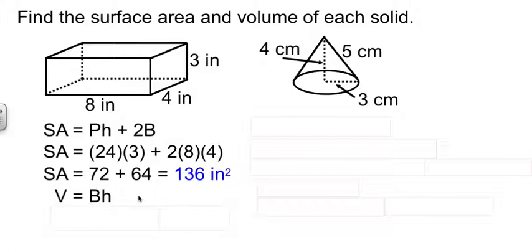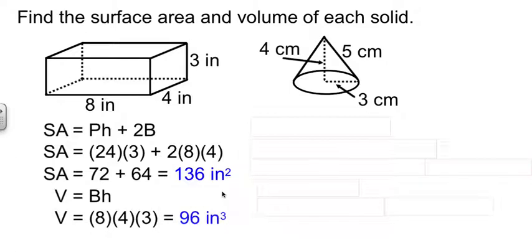Volume is the area of the base times the height. If it happens to be a rectangle, then it's the formula you've known all your life, length times width times height. In this case, that's what we're looking at. So 8 times 4 for the base times 3 for the height gives us 96 cubic inches. When you're in volume, it's a cubic unit because it's 3 dimensions. So there's your rectangular prism type deal.